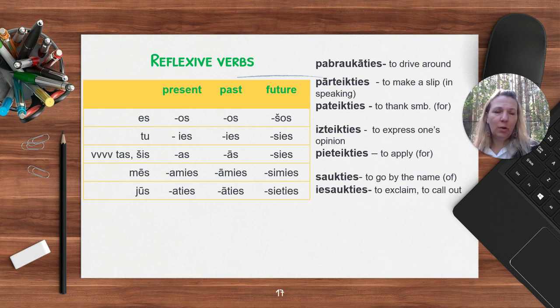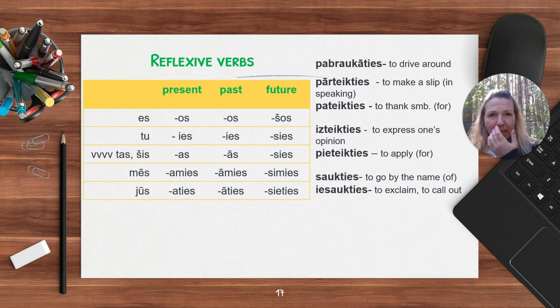Saukties, to go by the name of this, yeah, sometimes you could say how that building is called, but not by someone else, but how this building called. I don't know how to say, but we can use it, yeah, like kā saucas filma, yeah, not how the movie is called by others, but how the movie called itself, kind of. Un iesaukties, to exclaim, to come out. Oh, jauki, yeah, something like that.